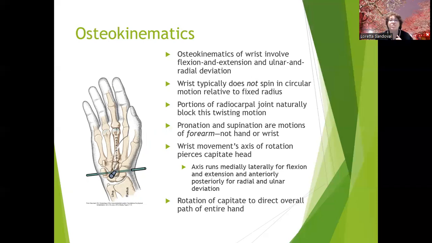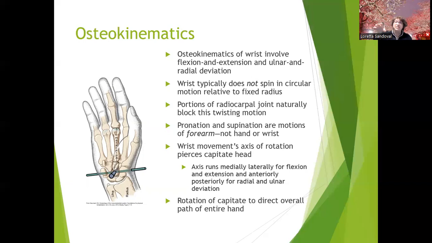Pronation and supination are motions of the forearm and not the hand or wrist. So when we're talking about pronation and supination, it's the radius spinning across the ulna. It doesn't have anything to do with the hand or wrist. We often use the hand as a landmark for pronation and supination, palm up or palm down, because the wrist movement's axis of rotation goes right through the capitate head.